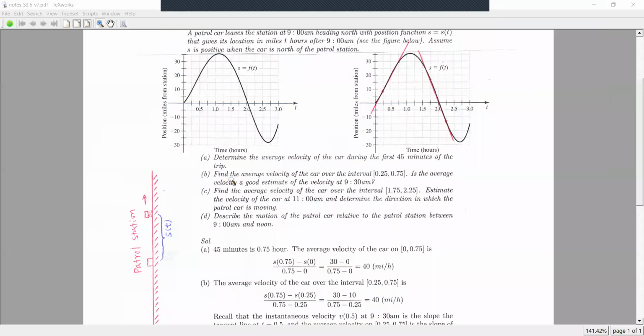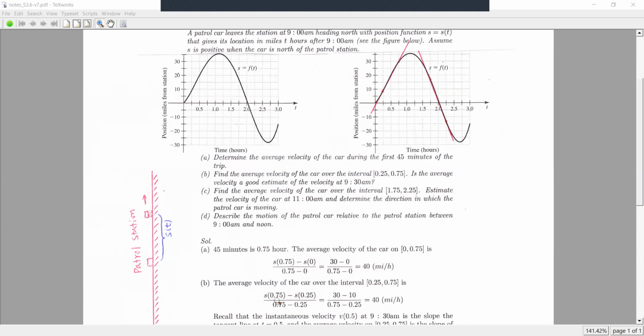Part B, find the average velocity of the car over this time interval. Is the average velocity a good estimate of the velocity at 9:30 a.m.? Part B has two questions. To answer the first question, by formula, the average velocity over this time interval is position of the car at the right end point minus position of the car at the left end point.